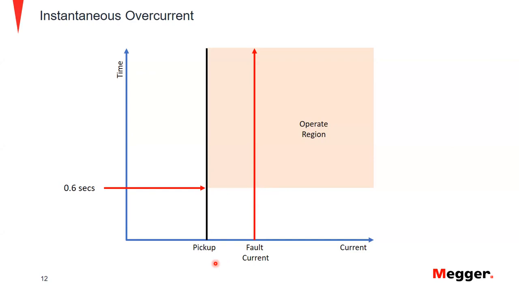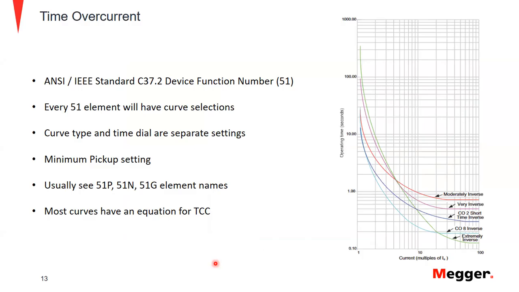Again, it's a very simple concept. If it gets above a certain threshold, it actually operates. If it doesn't get above the threshold, it will not operate. It's very easy to test, and we'll actually test the instantaneous level here at the end of this seminar.